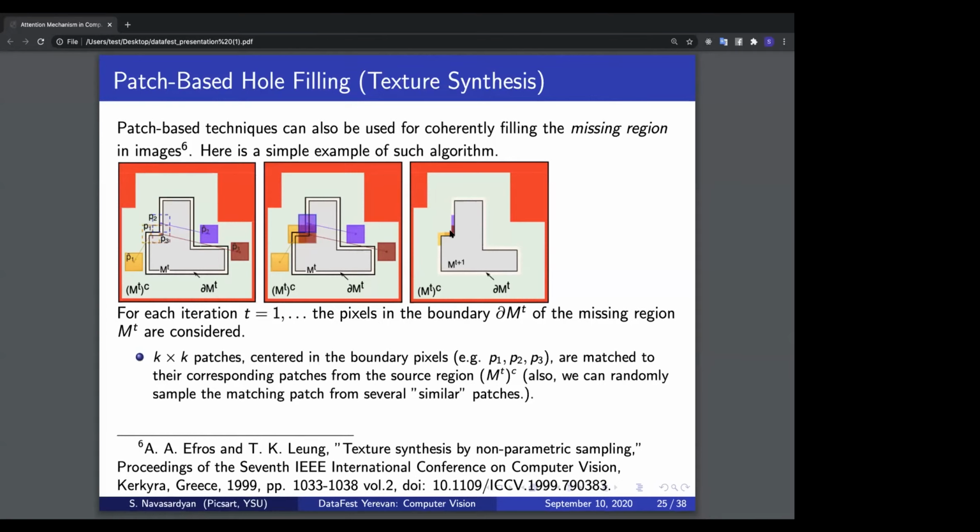Here, instead of the previous case, when we use similarity as a dot product between normalized patches, we use just Euclidean distance between known parts of two different patches. And also as there, here we can randomly sample the matching patch from several similar patches. In a sense, it is the same as stochastic attention, but not pixel level, but patch level.